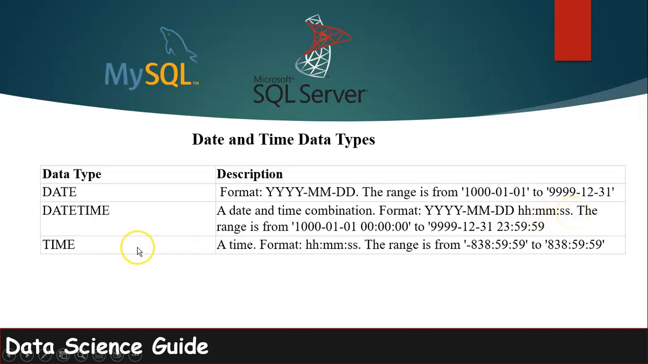The last type is for time. So the format is HH, MM, SS. And this is the range.